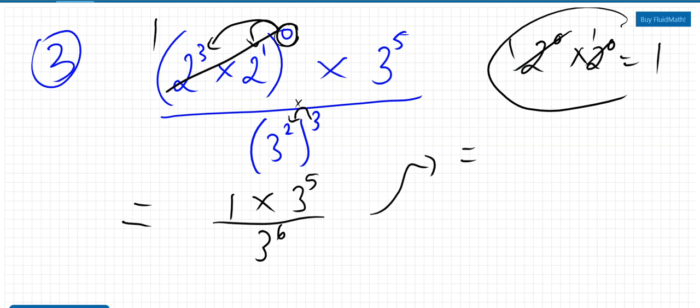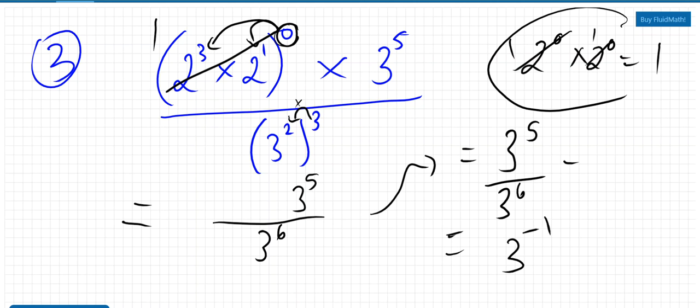Okay, so I'll continue it up here. Now that 1, I don't have to write that 1. It can be invisible. So I just have 3 to the power of 5 over 3 to the power of 6. And now apply that index law where we subtract. My base 3 will stay the same. And then 5 take away 6 leaves me with a negative 1. And that's your final answer.